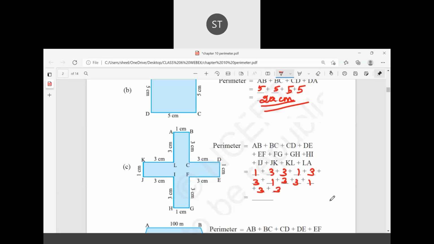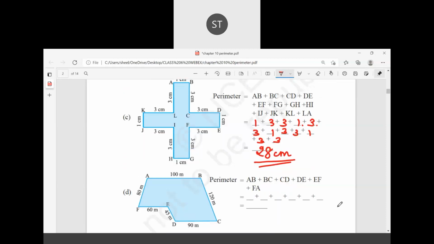So 3 plus 1, 4, 7 plus 1, 8, 11 plus 3, 14, 15 plus 3, 18, plus 3, 21, plus 1, 22, plus 3, 25, plus 3, 28. Anyway you can add, there is no problem. So while adding, what is the perimeter we are getting here? It is equal to 28 centimeter only. So what we have done here, the outer boundary length we have measured, this is called a perimeter only.